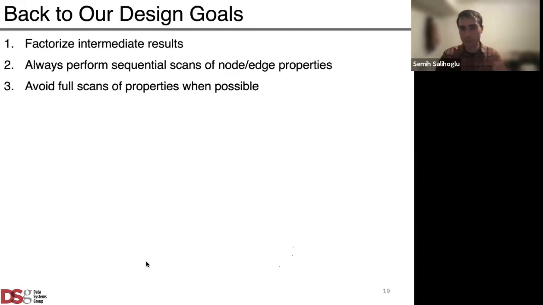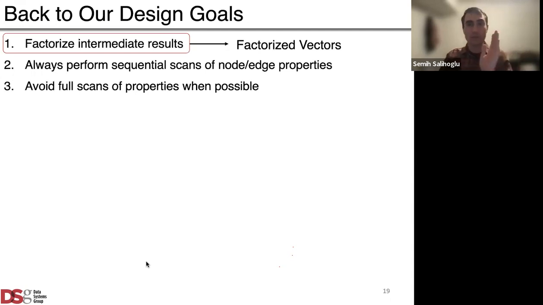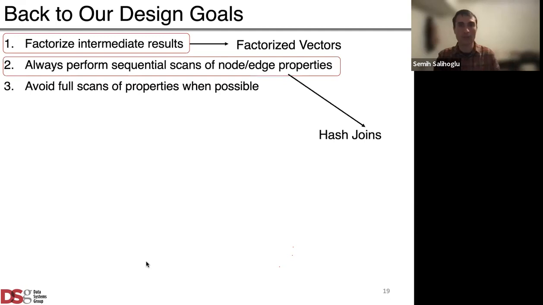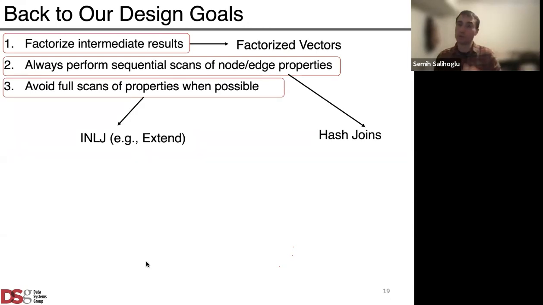So back to our design goals. Now, I told you a warm up of how you could get factorization. So the factorized vectors technique gives you that. Hash joins give you our second goal, right? Perform sequential scans. And index nested loop joins, which is very common in graph database management systems, give you this, avoiding full scans when possible. But we don't have a combination that actually gives us all.